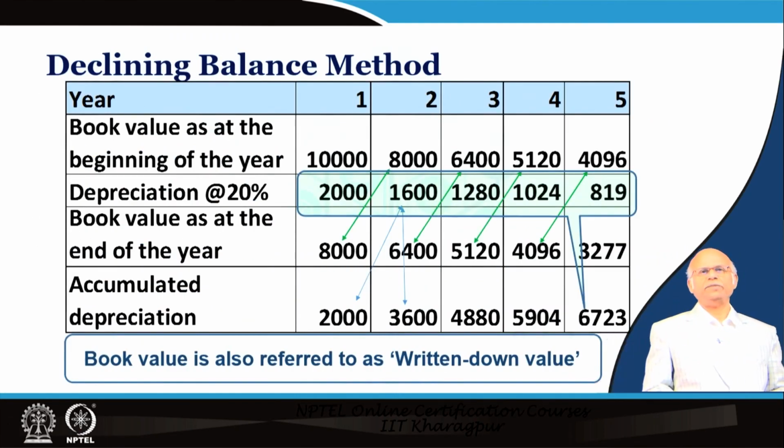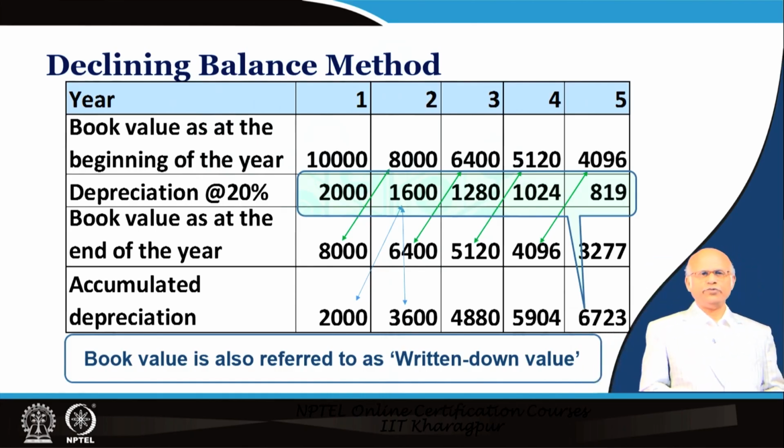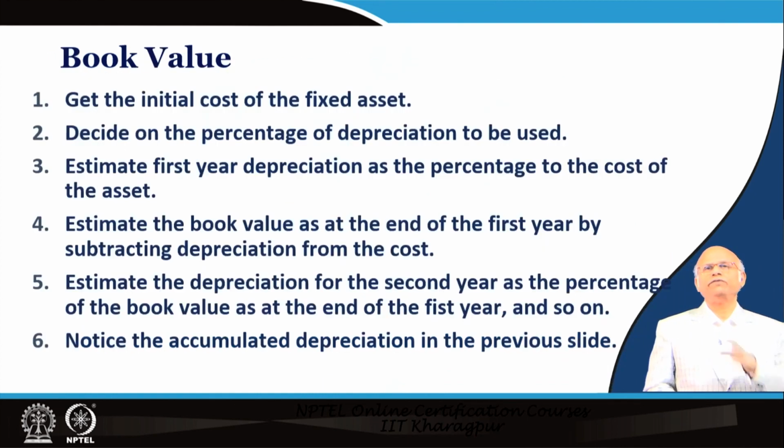Here is the total estimate, and if you think of accumulated depreciation, you have to add them up: first year, second year, third year, fourth year, whenever you are estimating you have to do it that way, and then you get the book value at the end of every year. Here is a step by step method as to how you actually estimate depreciation.